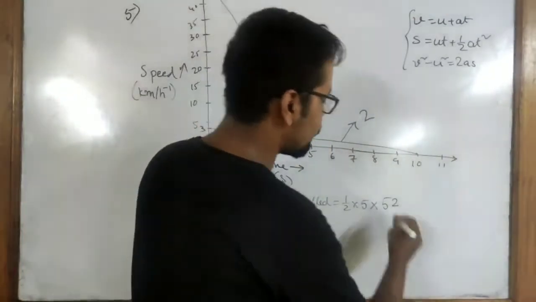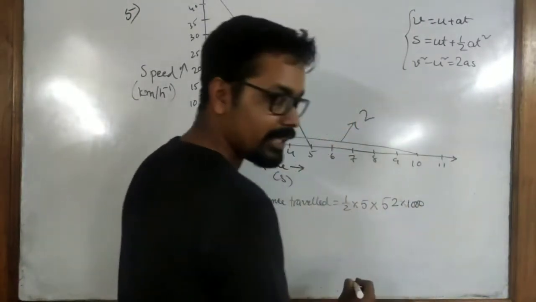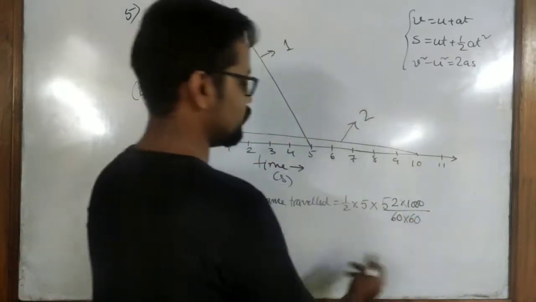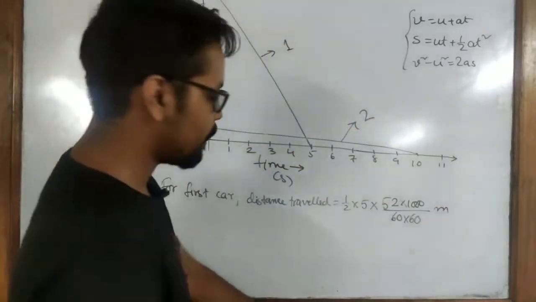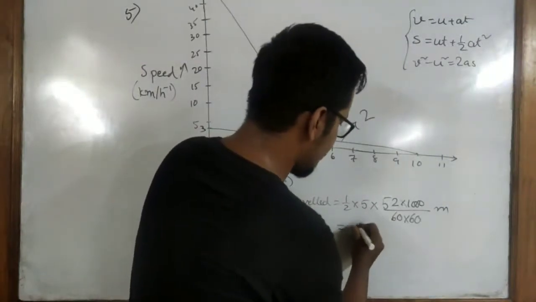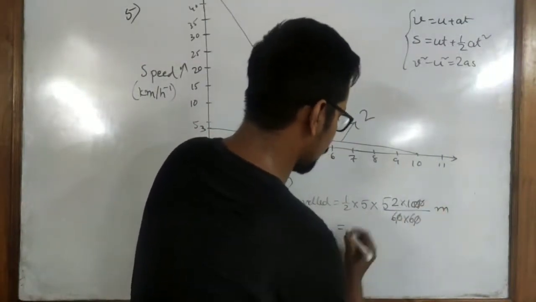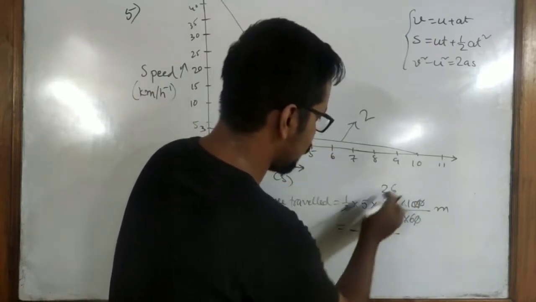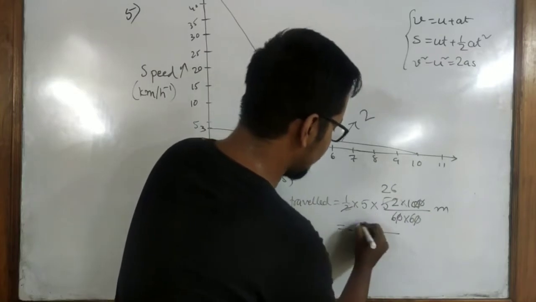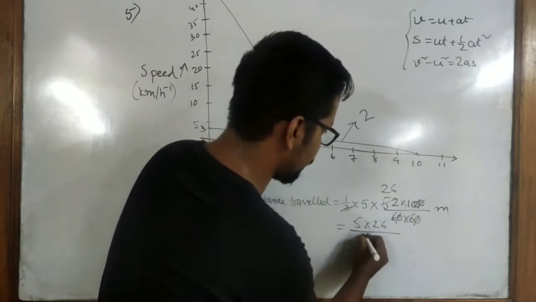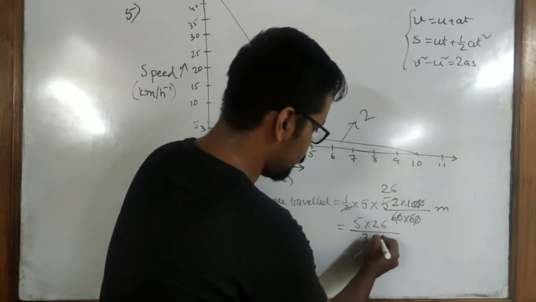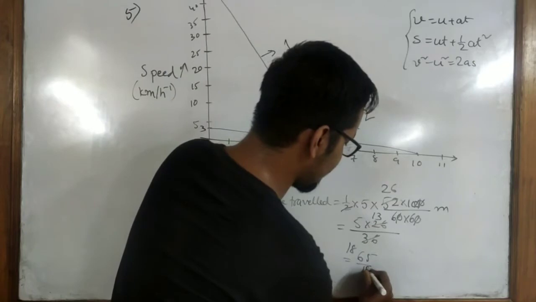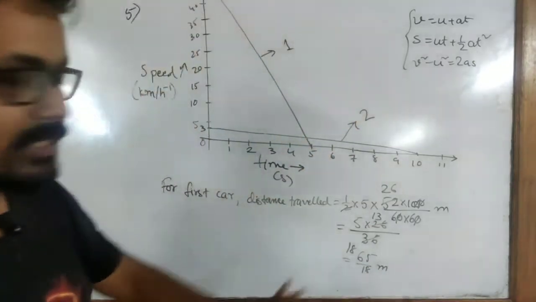52 km per hour means 52 into 1000 meter, and an hour means 60 into 60 seconds. So this is going to be this much meter. Now we need to find the value. The zeros cancel. At the bottom, this can be written as 26. Let's keep it 5 into 26, and at the bottom we are going to have 36. So 2 18 and 2 13. So 5 into 13 is 65 by 18 meter.